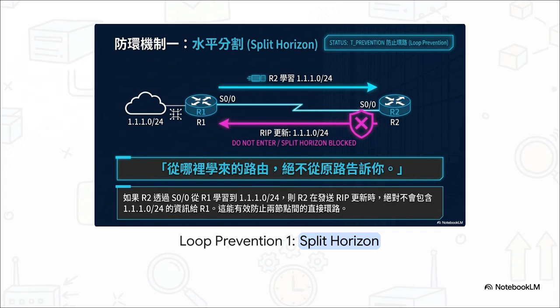If you learned a route from a specific interface, you never ever advertise that same route back out of that same interface. So if R2 learned about a network from R1, it'll happily share that info with R3, but it completely censors that detail when talking back to R1. This one simple rule stops that two-node ping-pong effect dead in its tracks.